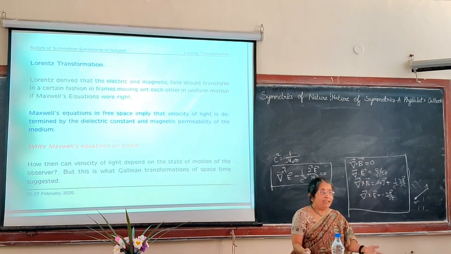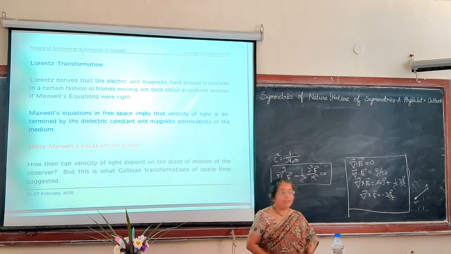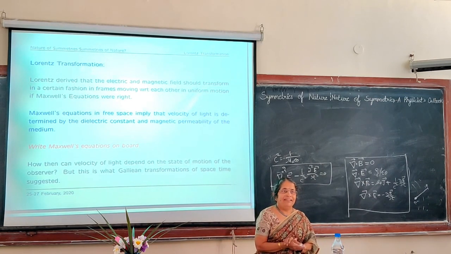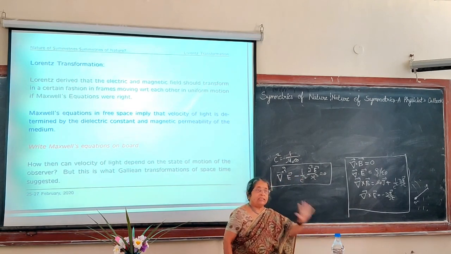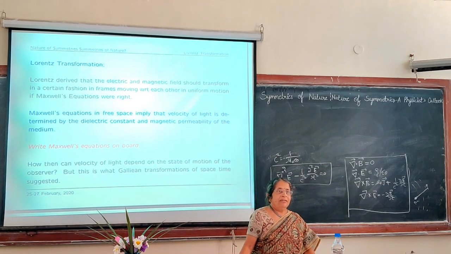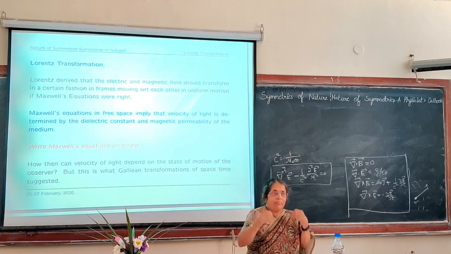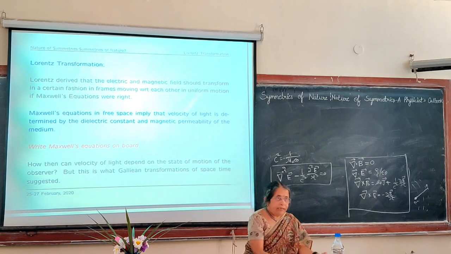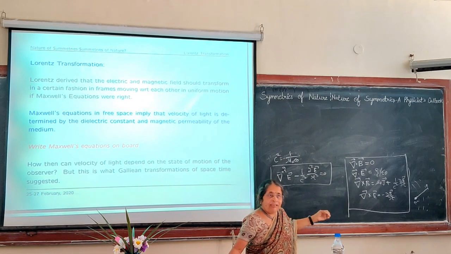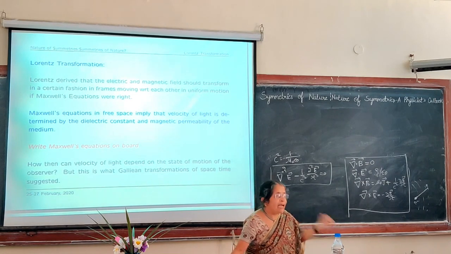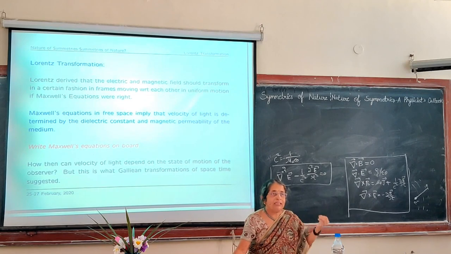I make a measurement in the train, I measure mu naught and epsilon naught. I make a measurement here, I measure mu naught and epsilon naught. I have to get the same answer. So now you see that Maxwell's equations are inconsistent with Galilean invariance. And the beauty of Poincaré and Einstein separately was in realizing that therefore the transformations under which Maxwell's equations are invariant are not Galilean transformations but Lorentz transformations.